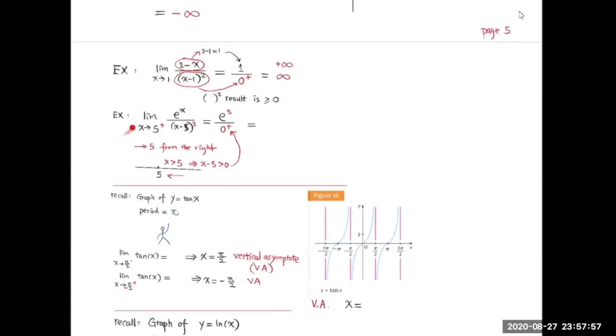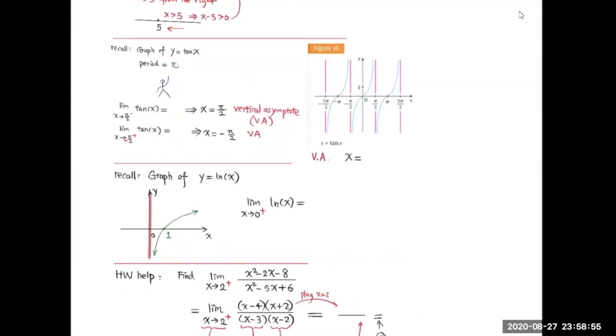So we have an infinite limit, which is infinity for this. Okay, now take a look at this example. When x approaches 5 from the right side, what happened to this function right here? You see the numerator is approaching e to the 5th power. The denominator is going to go to 0. But because x is approaching 5 from the right side, x is greater than 5. So x minus 5 will be greater than 0. So it's going to stay positive. Okay, so the denominator approaches 0 from the positive side. Positive divided by positive is positive. So that will go to positive infinity.